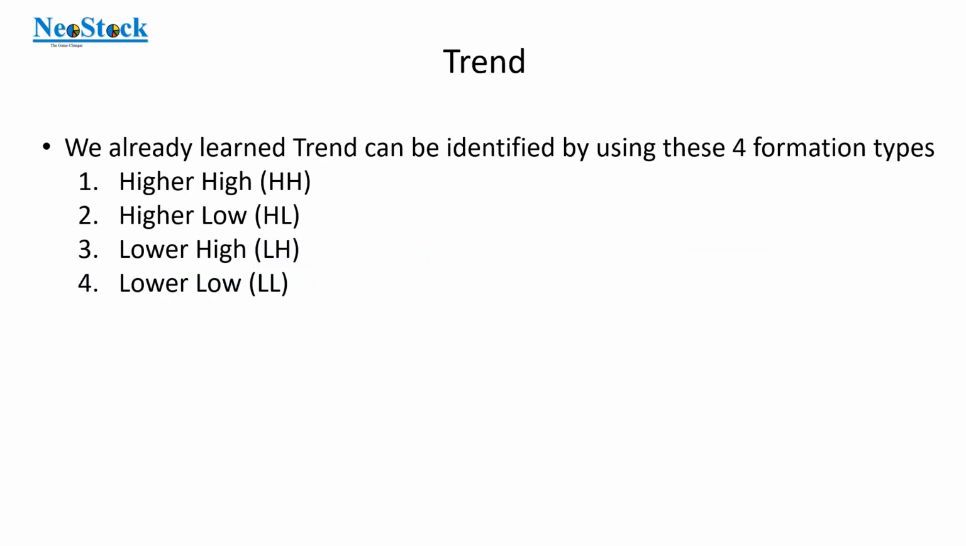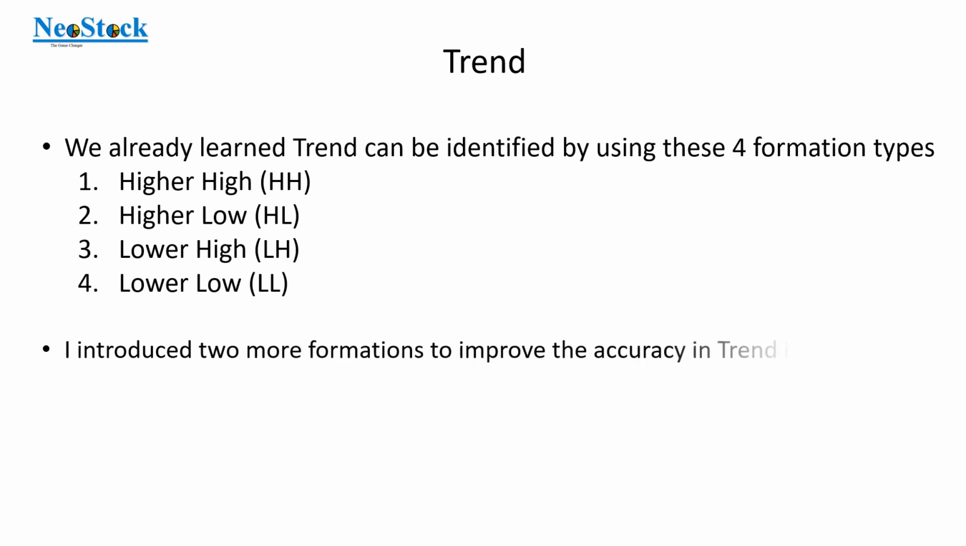We already learned trend can be identified by using these 4 formation types. That is higher high, higher low, lower high and lower low. We had a detailed discussion in our previous videos. So as I told you, I introduced 2 more formations to improve the accuracy in trend identification.